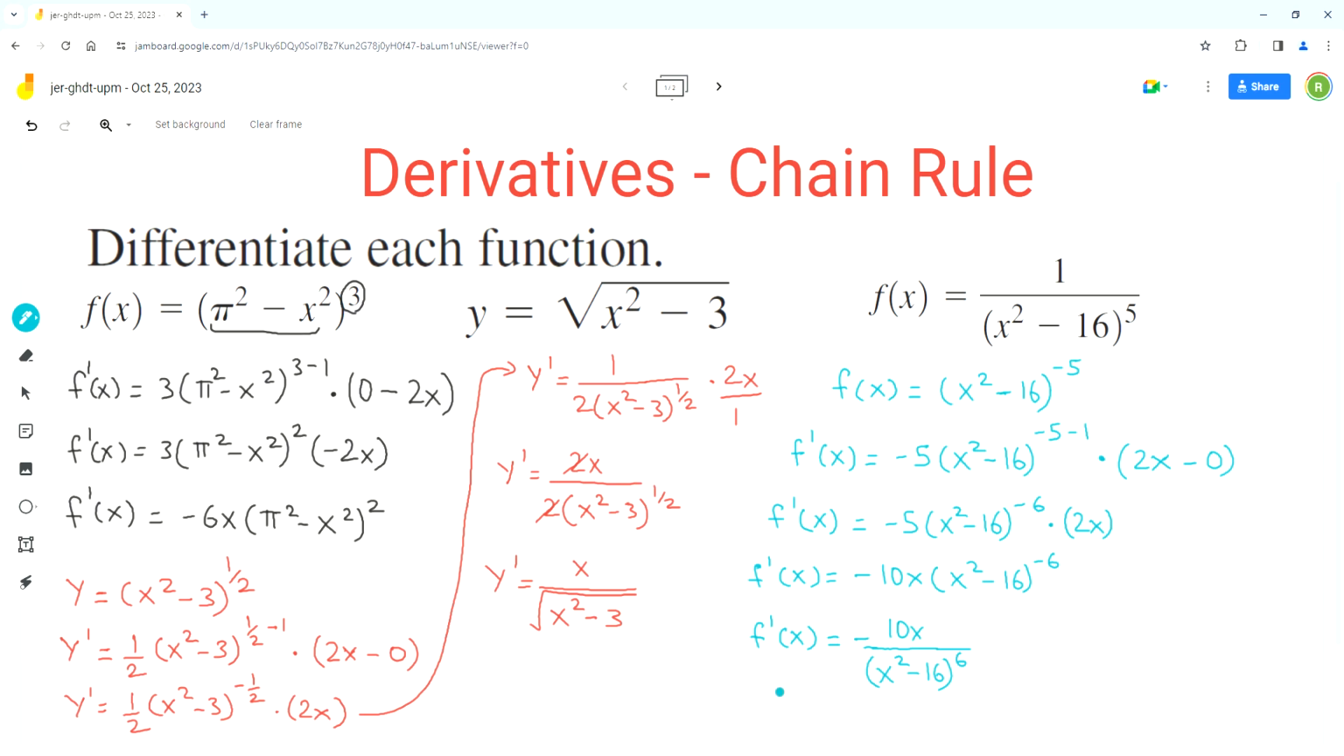So these are the steps you have to keep in mind to use chain rule to find the derivatives of these three functions. So it's very important to identify the inner function and the outer function, and then use the chain rule to find the derivative of the function. So I hope you'll find this video useful.